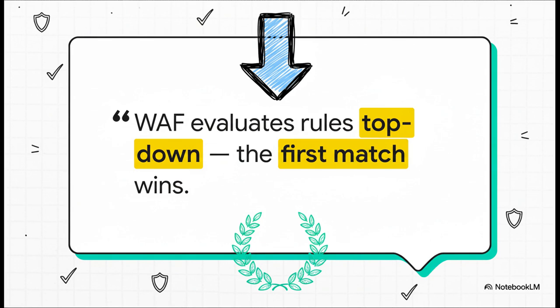This right here is the golden rule of AWS WAF. If you only remember one thing, remember this. The rules in your Web ACL are checked in order, from top to bottom. And the very first rule that matches a request, that one wins. It dictates the final outcome, period.